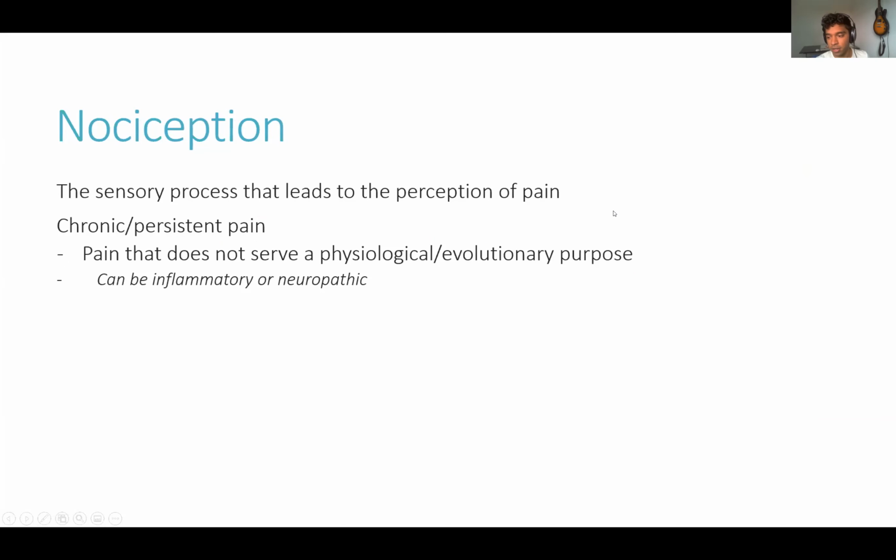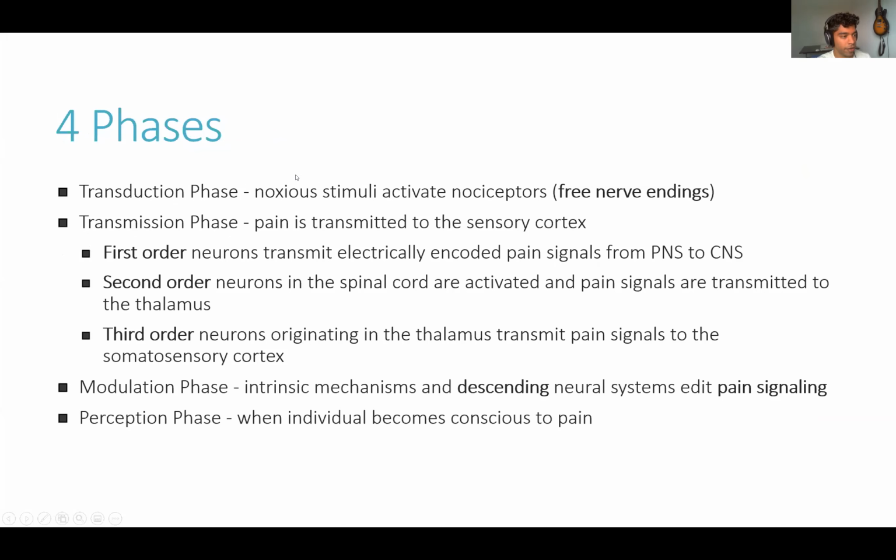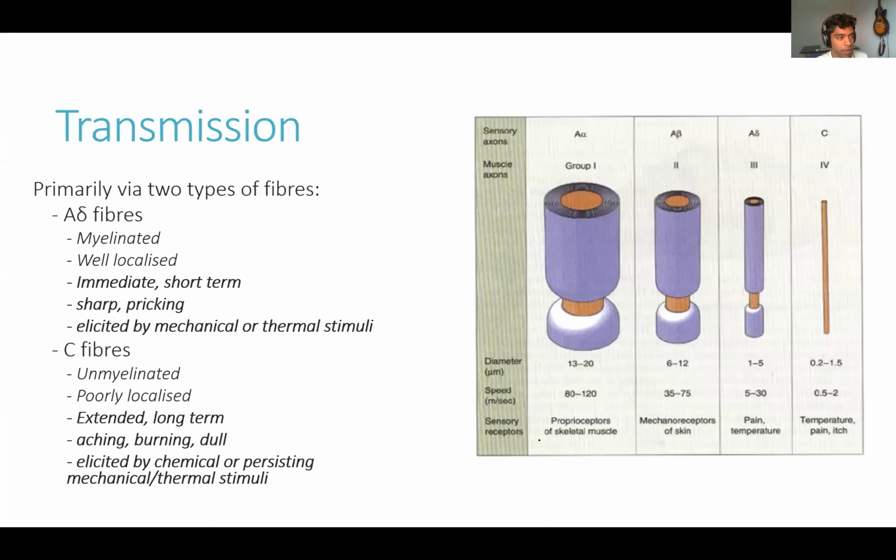Nociception is the perception of pain. Chronic pain is when the pain doesn't serve a physiological or evolutionary purpose. There are 4 phases. Transduction phase is when we convert the noxious stimuli into signals by activating nociceptors. Transmission phase is when we take that information and bring it to the brain. The modulation phase is like we're editing the pain signal, so we're deciding whether we want it to be very impactful or not. It's like the pain's not that bad. And that's controlled by descending neural systems. Perception phase is our awareness of that pain.